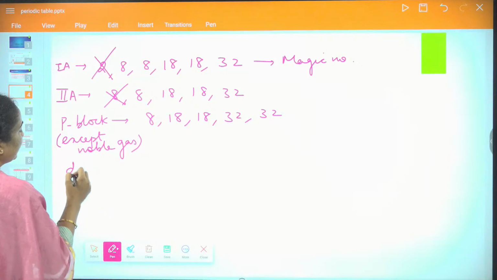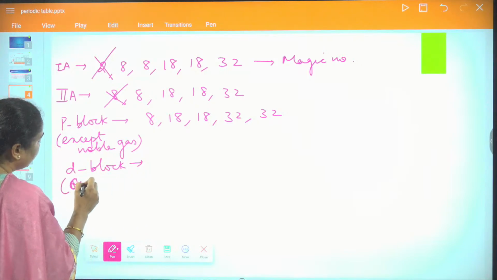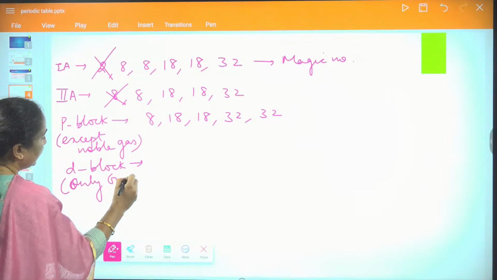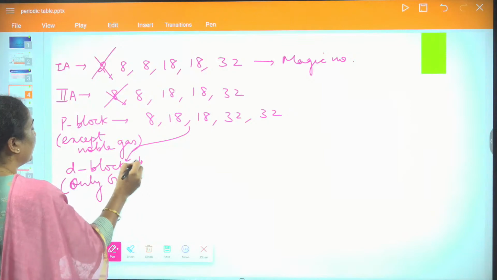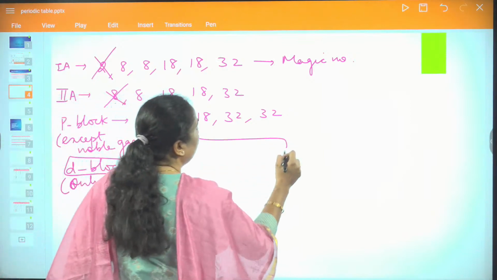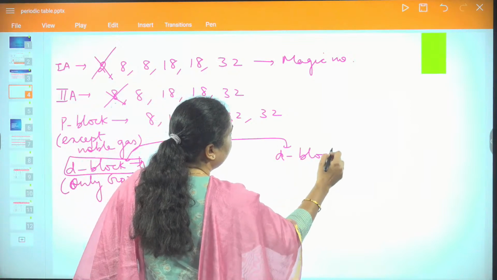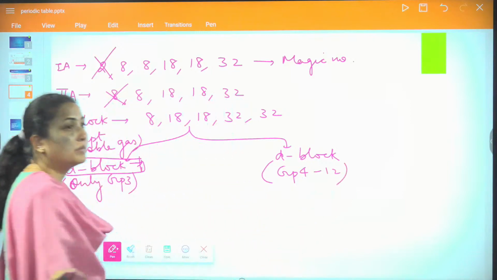Now the thing is, next comes D block. In D block also, only group 3. Now I'll do one thing from here. Assume that we are learning for D block by deriving from the P block itself. And here, D block is for group 4 to 12, right?